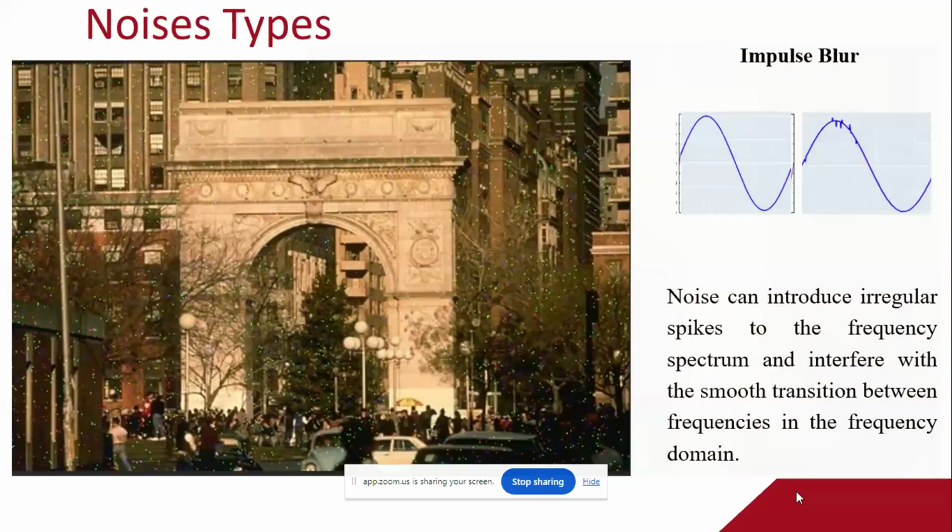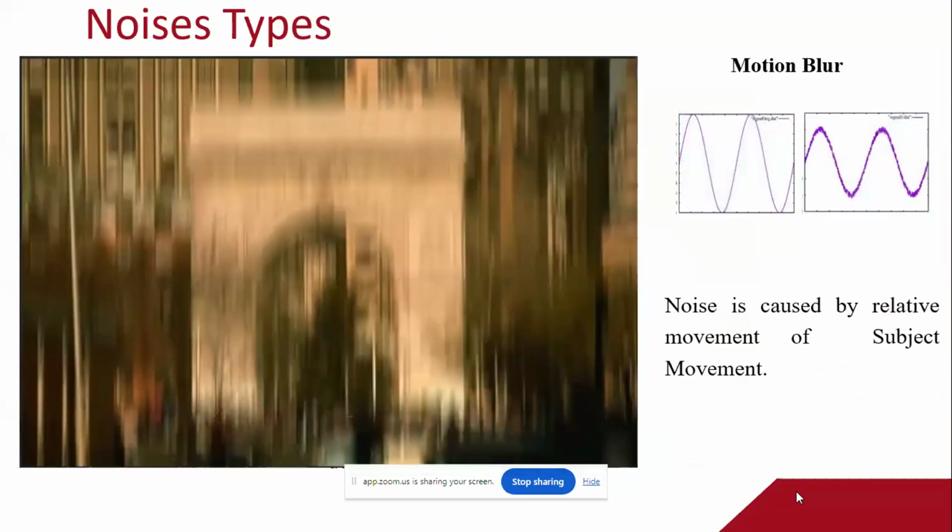The second type of noise is impulse blur type of noise. This type of noise can introduce irregular spikes in random positions, which are white and black pixels in the particular frequency domain. The third noise type is the motion blur type of noise. It occurs due to the relative movement of subject and camera.